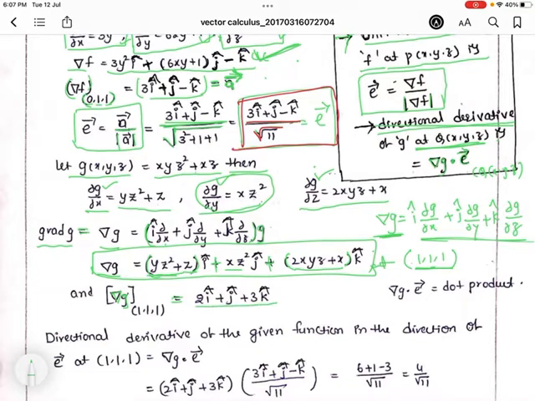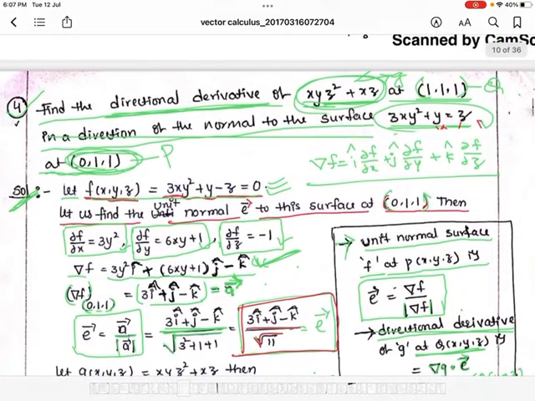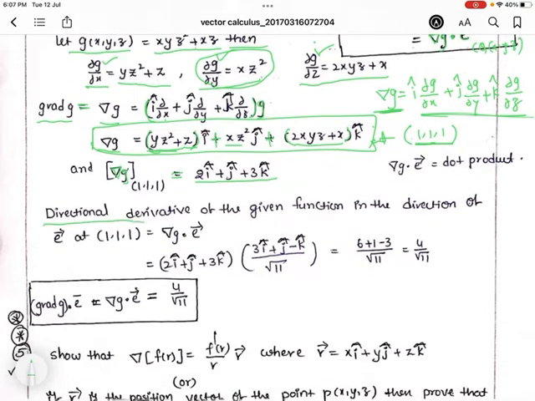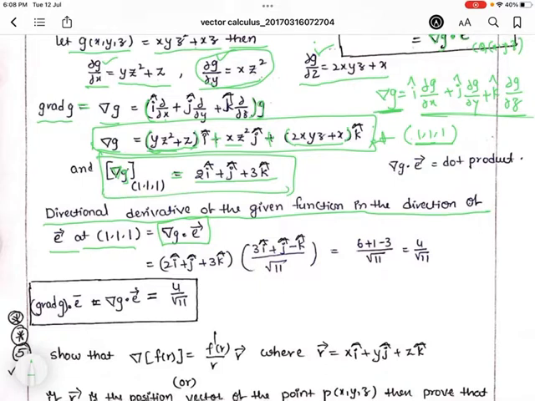Now in this problem, we have to find the directional derivative. Here you can see the directional derivative of the given function in the direction of vector e at (1, 1, 1) is del g dot vector e. So here we have the del g value and the vector e value, and we take the dot product.